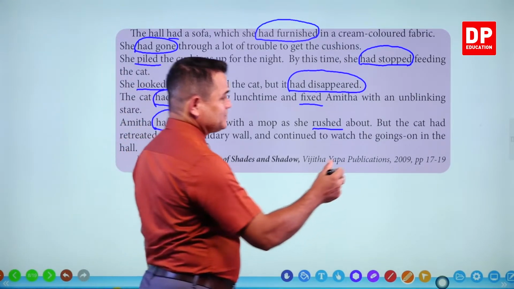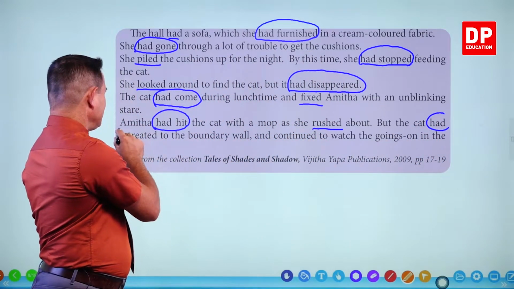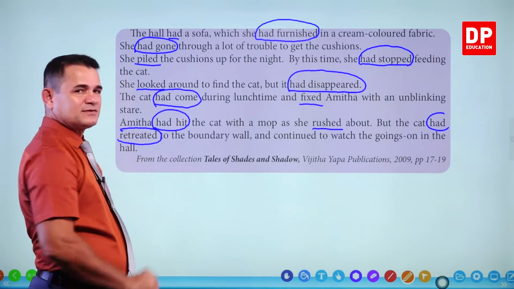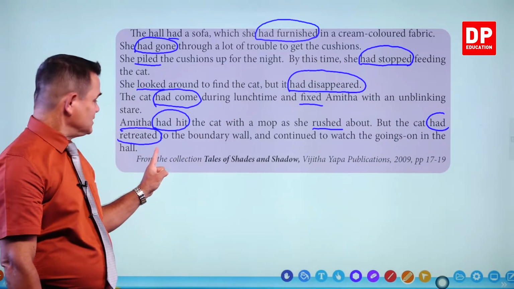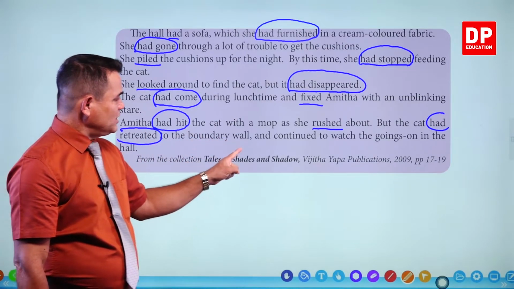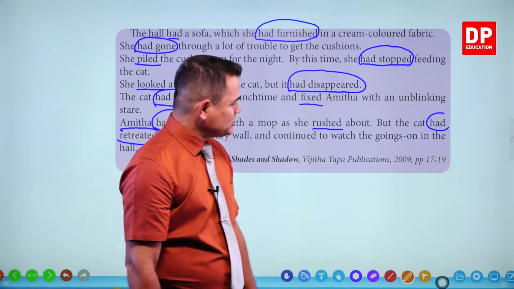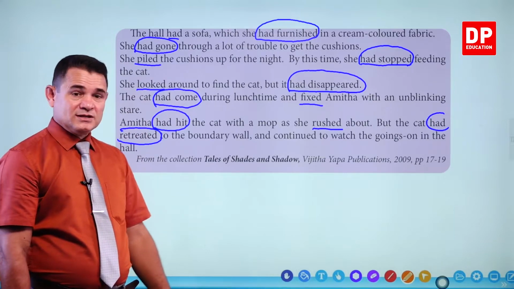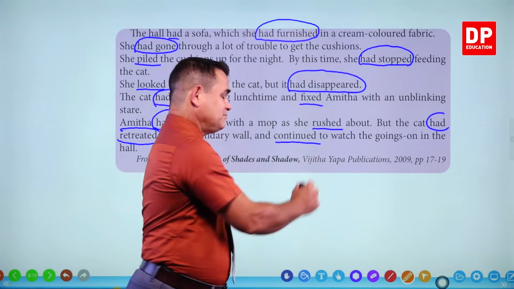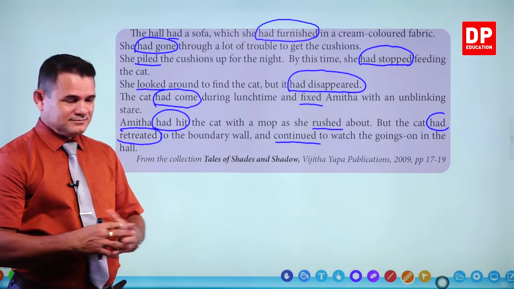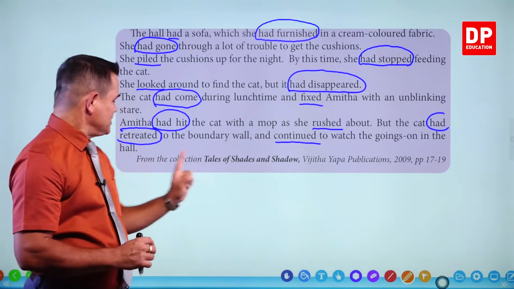Had returned. Once again, past perfect. Had returned, had with the past participle. To the boundary wall. Continued to watch the goings on in the hall. Continued, simple past tense. Right, that is also simple past tense. No had.